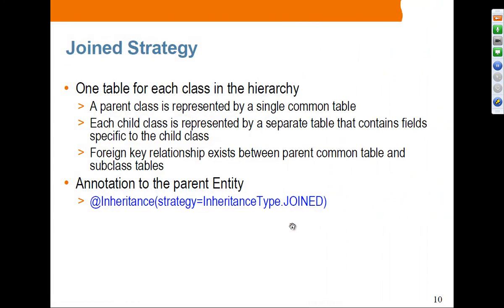Join strategy. This is the case that you have one table for each class in the hierarchy. So in our case, since we have a person class and student class, we'll have two tables. So one parent class is represented by a single common table, and each child class is represented by a separate table that contains fields specific to that child class. And the foreign key relationship exists between this parent common table and subclass table. And since this is not the default, you have to use this annotation, inheritance and joined annotation.